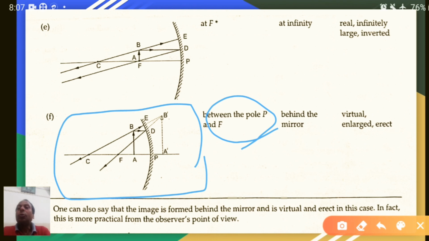So you can see the two reflected rays like this, and these two reflected rays are diverging. So in order to produce two reflected rays, they will intersect at point B dash. Produced reflected rays are indicated by dotted line because they are not actually intersecting at B dash. They are intersecting at B dash on producing. So the nature of the image will be virtual, enlarged and erect because the image is formed behind the mirror. Behind the mirror.